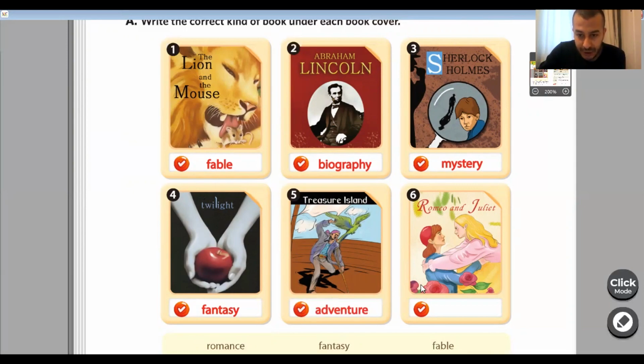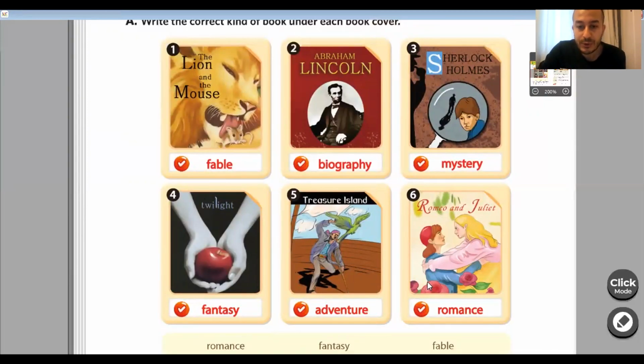And the last picture, we can see flowers and a man holding a girl, or he's hugging a girl. So it must be a love story, and its title is Romeo and Juliet. It's one of Shakespeare's famous masterpieces in English literature. So it must be romance. So we finished activity A.